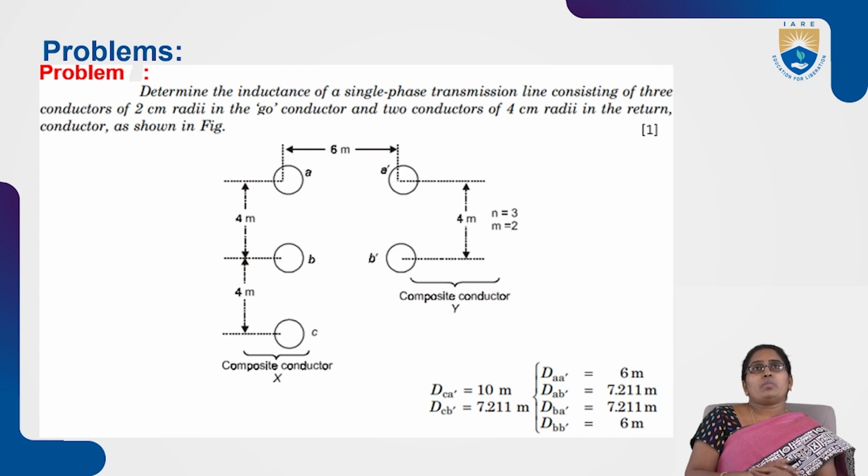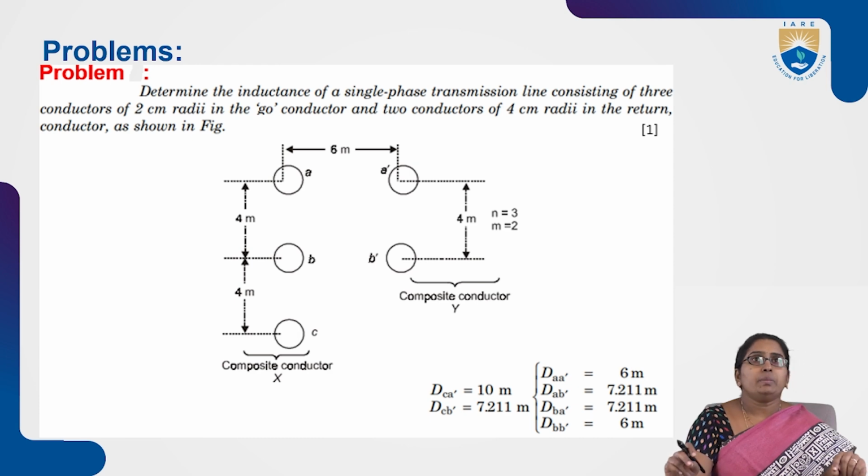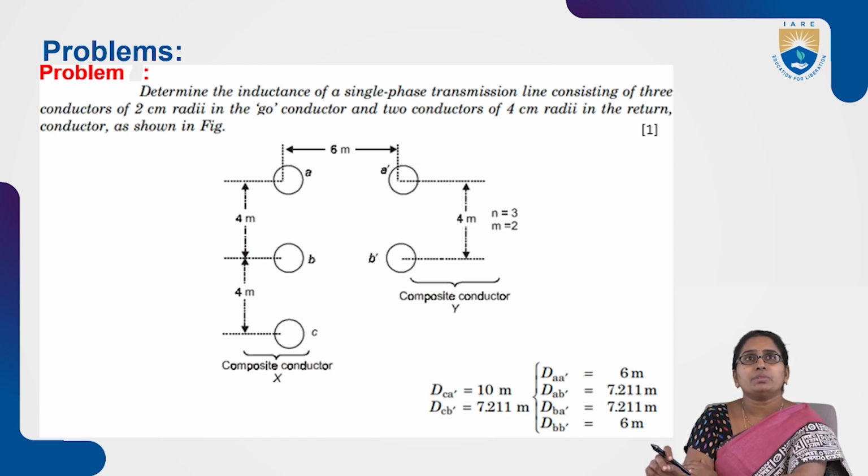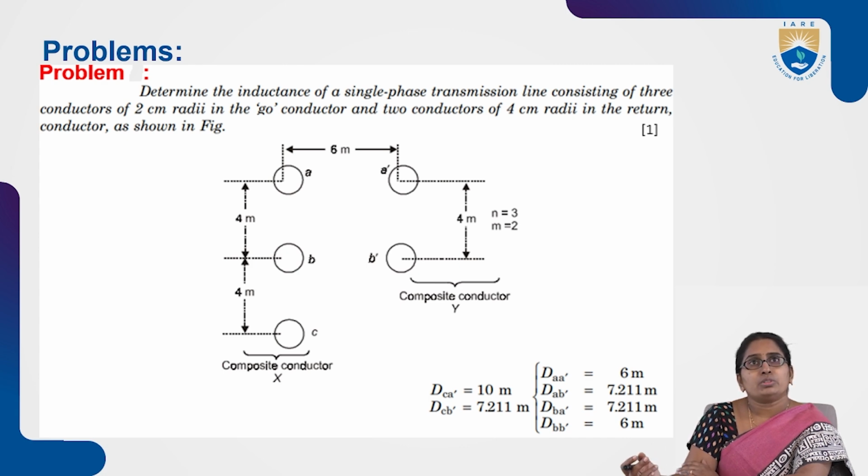There is one more problem. Determine the inductance of a single phase transmission line consisting of three conductors of 2 centimeter radii in the go conductor and 2 conductors of 4 centimeter radii in the return, as shown. What is the transmission line? Single phase transmission line.